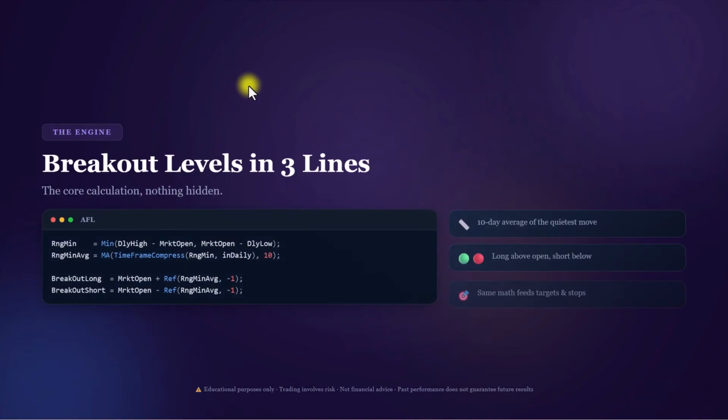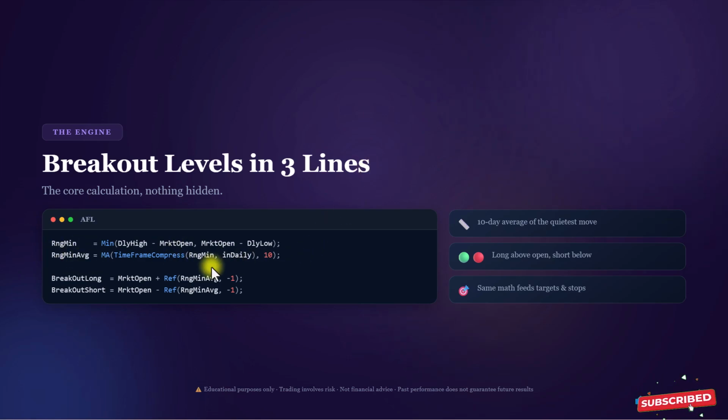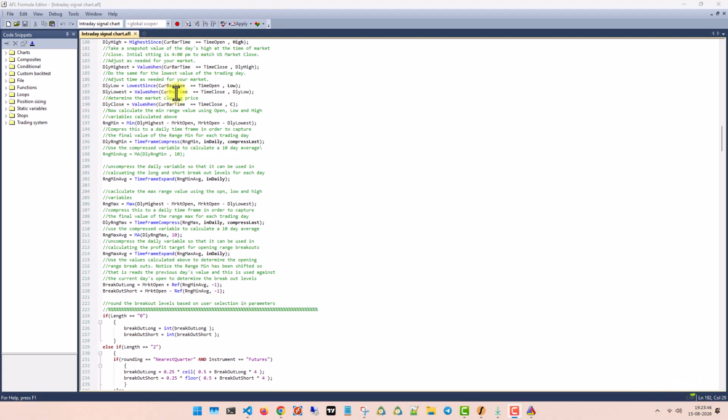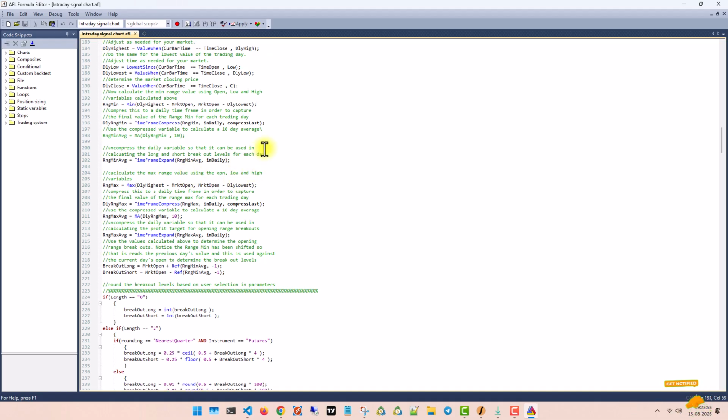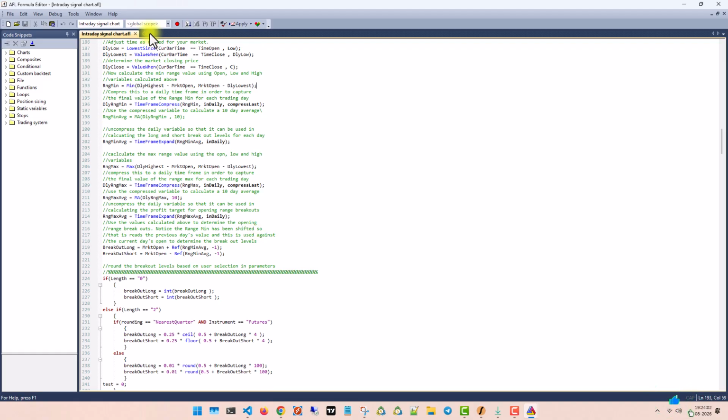Let us peek under the hood. The code starts with Ranji Min, the quietest range of each day. Time frame compress pulls it to the chart, and a 10-day moving average gives range min average. Breakout long and breakout short are simply the open plus or minus that average. It only uses known data, no future leak, so the signals stay honest.